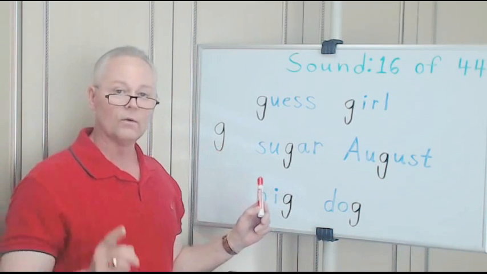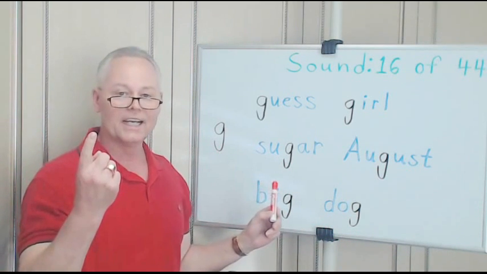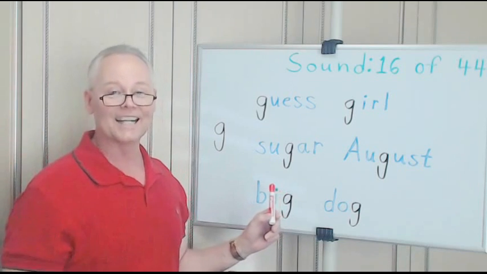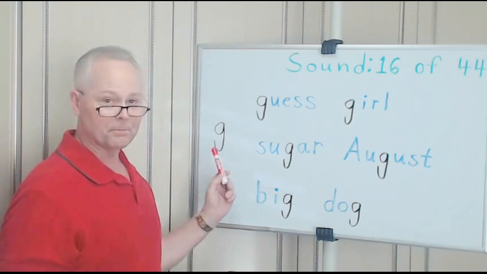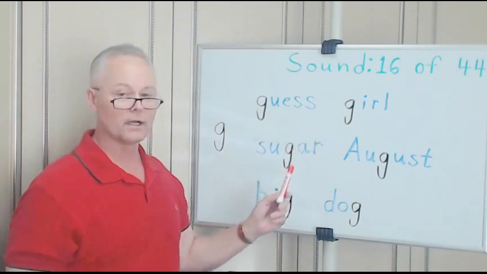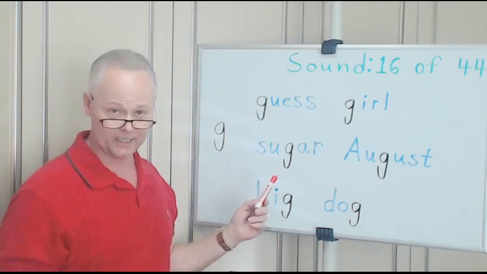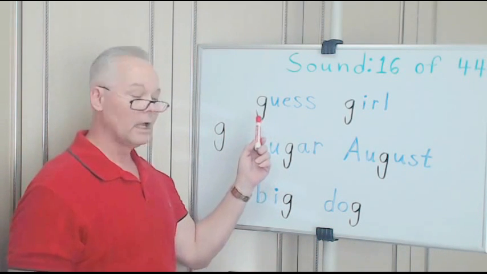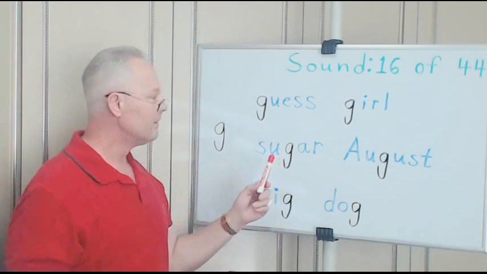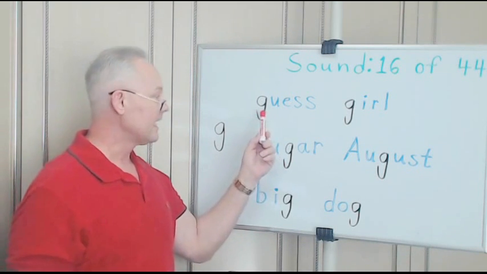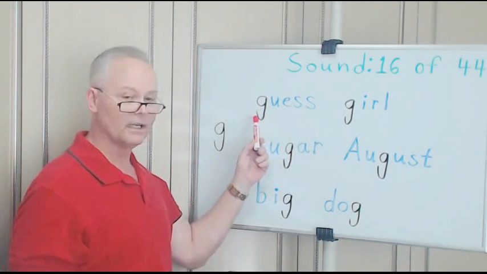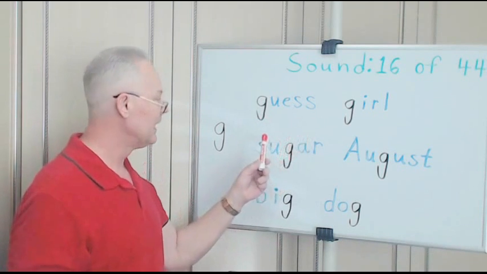Here we have one lone letter, one lone consonant, G. Now, what sound do you think we're going to come up with the letter G? Well, here, in this case, we're coming up G, G. We have the word guess, guess.